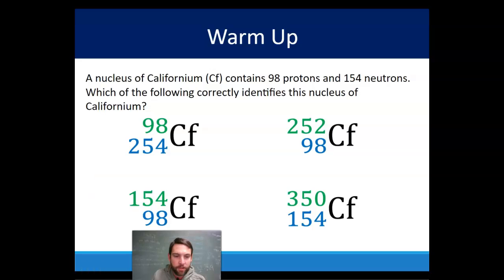Ready? 98 protons, 154 neutrons. Neutrons plus protons, that's your top number here. So it's this guy, right?